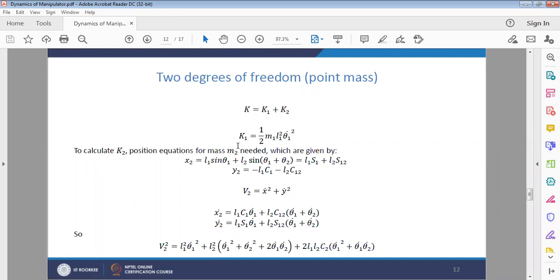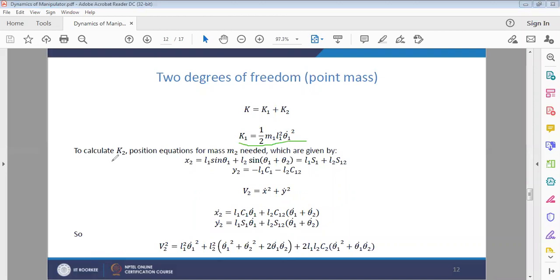So for K1, this is half m1 V square, where V is L1 theta 1 dot. L1 theta 1 dot is V1. So V1 square is L1 square theta 1 dot square. It is similar to the previous problem. So that is K1.